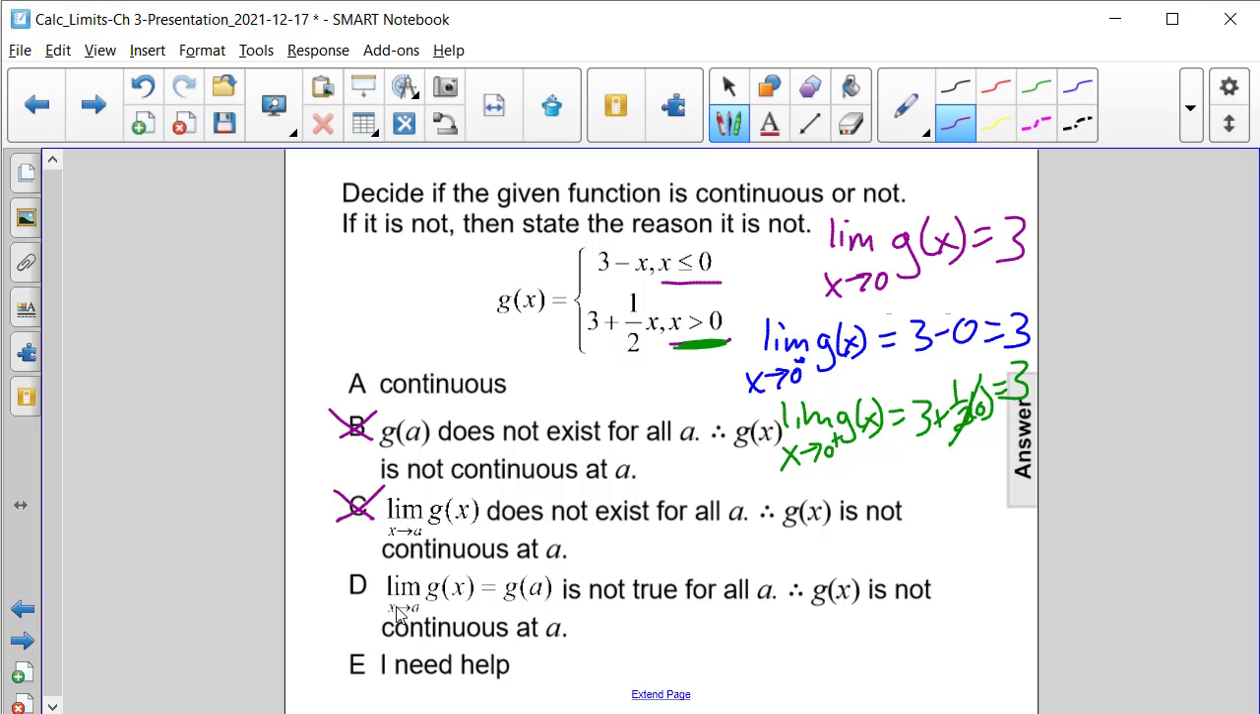Now the question is, is the limit of g of x as x approaches a equal to g of a? Okay, well, g of a, or g of 0, if we substitute the 0 in, we would get 3 minus 0, which is 3. So it is true for all a values. So therefore, it is continuous. So D can also be ruled out. So the answer here is A. This is a continuous function.